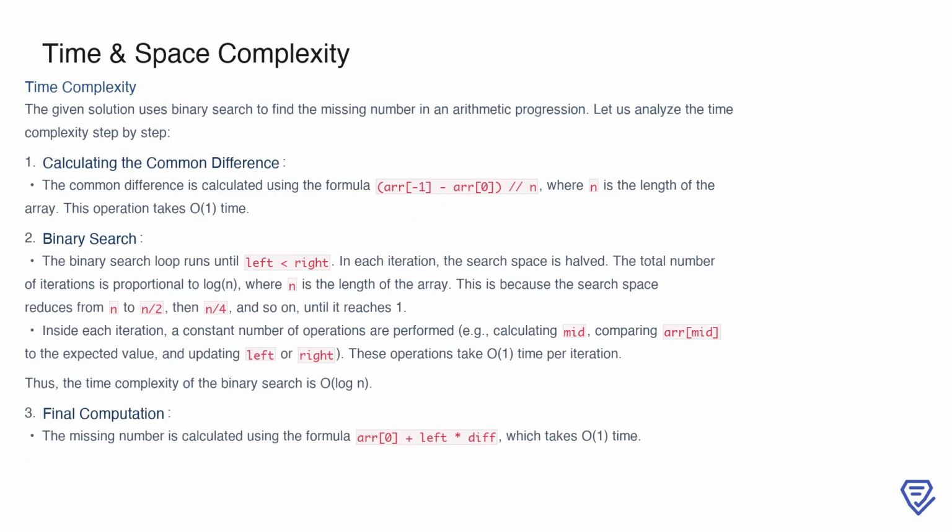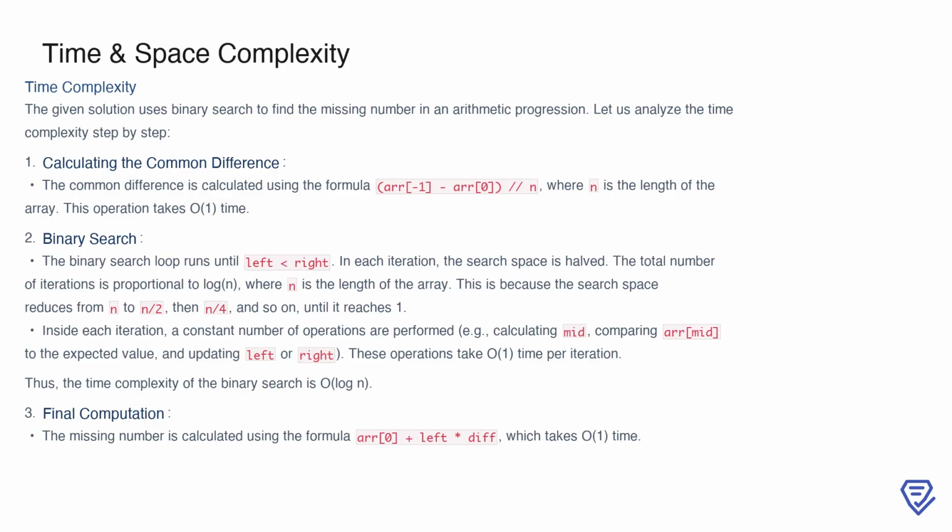To analyze the time complexity of our solution, we start with the calculation of the common difference. This step involves using a simple formula, arr[n-1] minus arr[0], divided by n, where n is the length of the array. Since this is a direct arithmetic operation, it takes constant time, or O(1). Next, the binary search portion of the algorithm is the most significant contributor to the time complexity. The binary search loop works by halving the search space in each iteration, which means the number of iterations is proportional to the logarithm of the array's length.